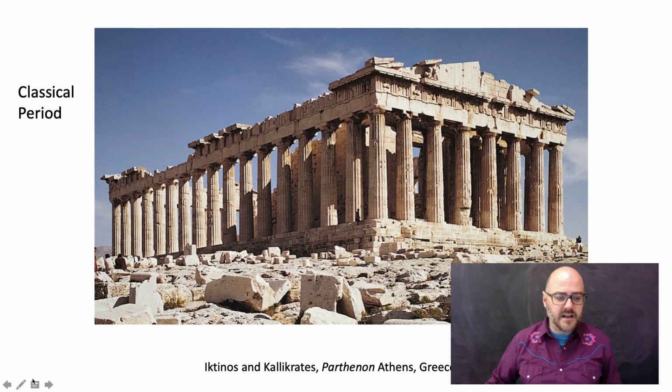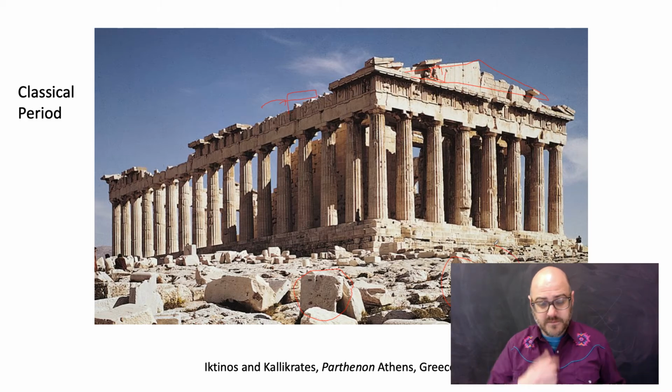But you see these blocks down here. These are parts of the Parthenon that were up here. And this is the pediment here. And there used to be sculptures up here, but they've all collapsed and fallen off. This is in ruins. They're trying to put this back together.